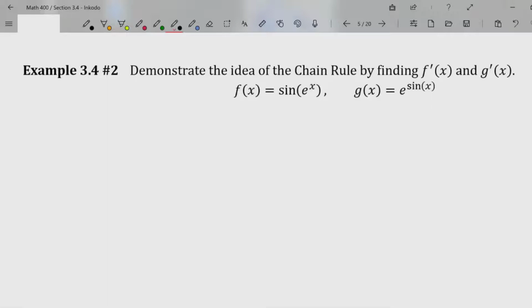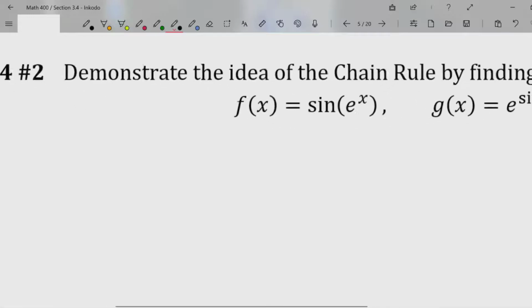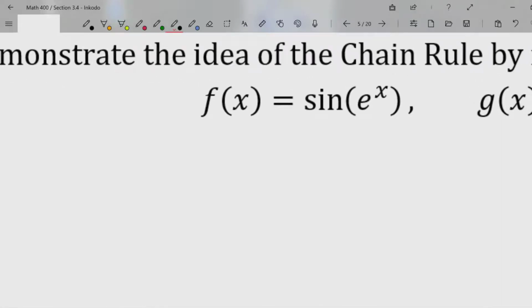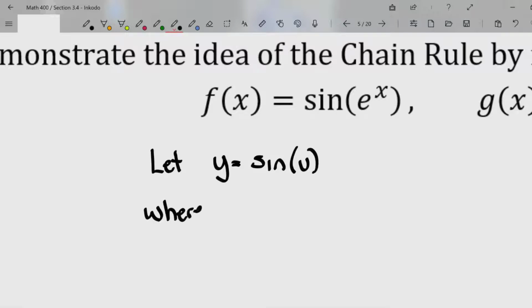So what I'm going to do is hop into this. We know we want to take the derivative of f and g eventually. We'll get to g in a moment. But the way I start these problems is redefining a function really quickly. I'm going to let y equal, and we're going to simplify this statement. y is sine of u. So I've really simplified the statement where u is equal to that e to the x.